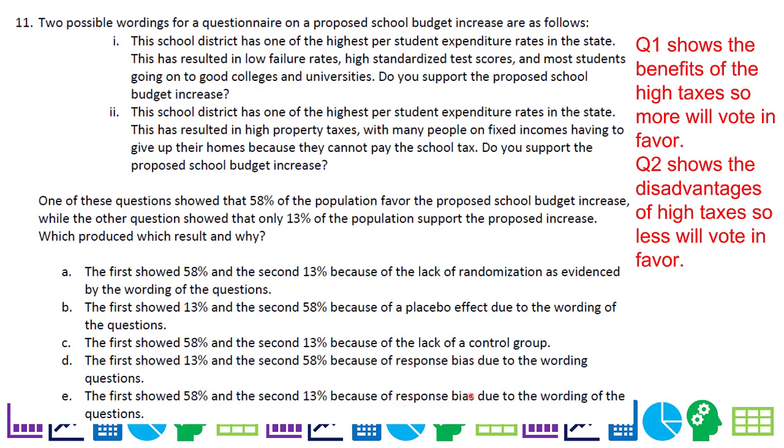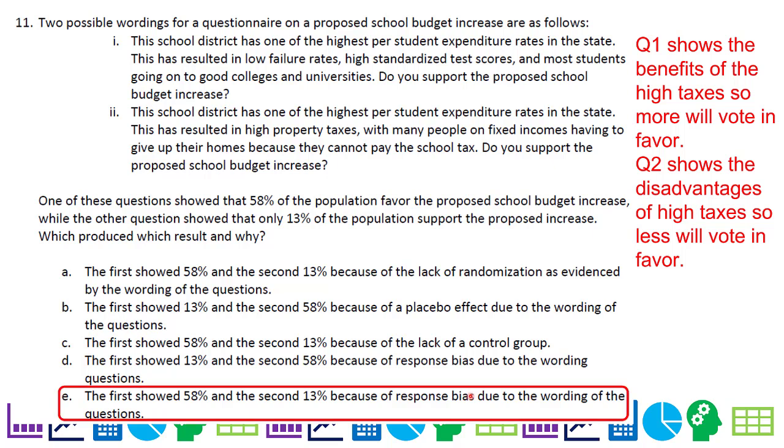So, Q1 shows the benefits of high taxes, so more will vote in favor, whereas Q2 shows the disadvantages of the high taxes, so fewer will vote in favor. So if you had 2 survey results with these, right, one said 58% in favor, and the other one said only 13% in favor, question 2 is going to be 13%, right? And question 1 is going to be the 58%. And that's because of response bias due to wording of the questions.